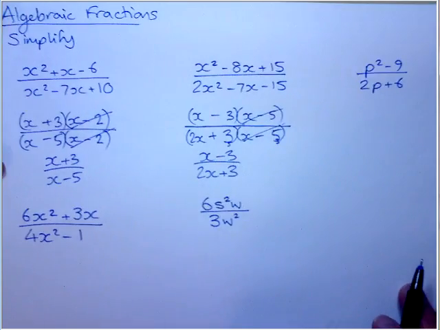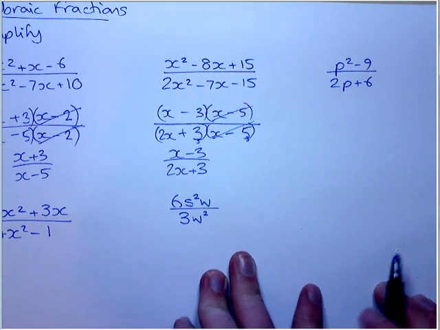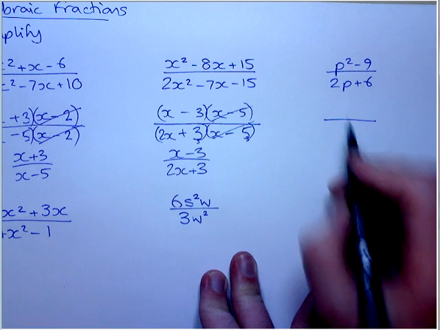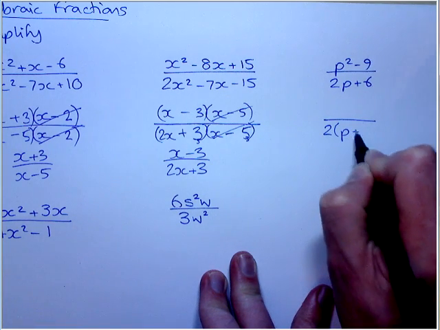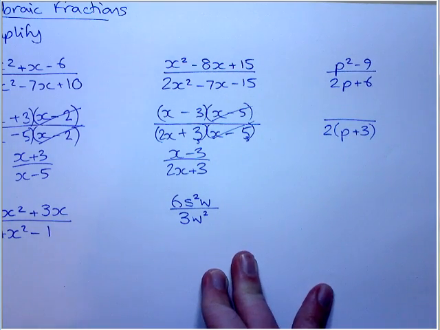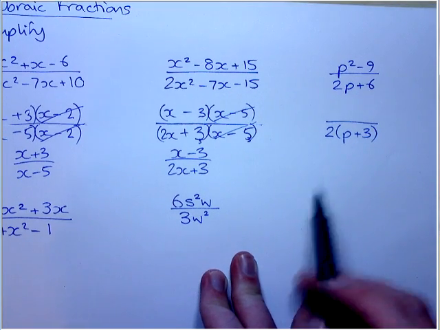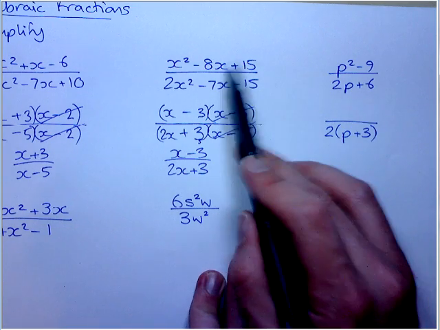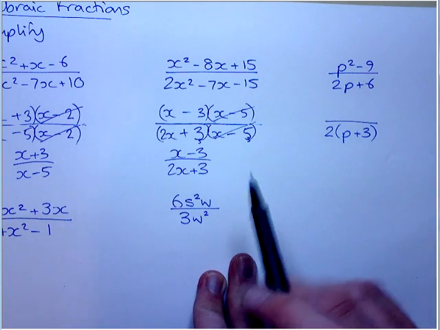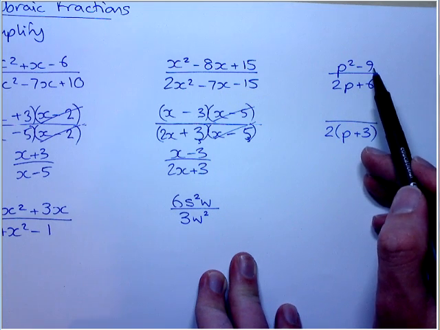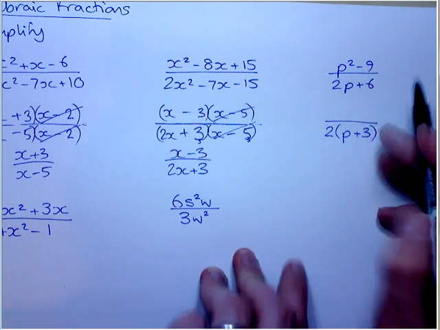Now this one looks a little bit different, and if you look at the bottom one, there is something common to both terms, and that's a 2. So we have that. So we know at some point up here we have to have this bracket. Now this doesn't look like these, and this is because this one is the difference between two squares. You can always spot it because there's a square number and no middle term.